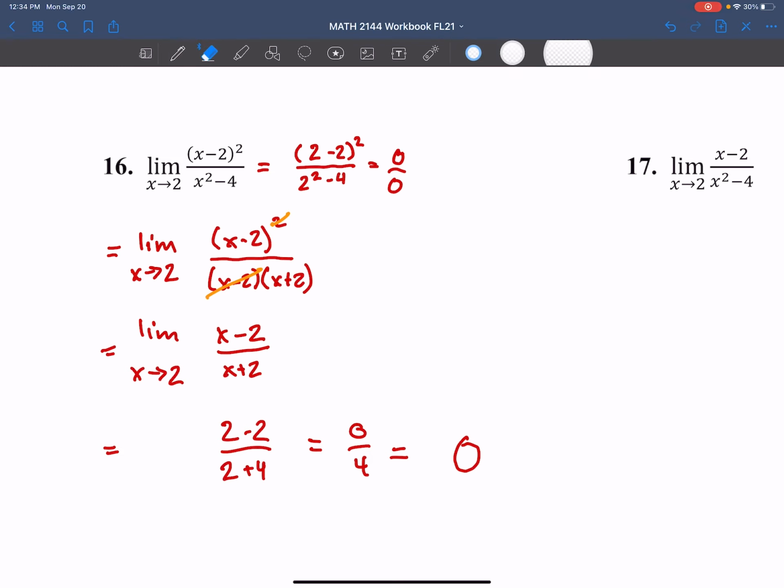So keep in mind, don't just automatically start thinking, oh, I've got to test points. Keep in mind the context. First test plugging it in, and then if you get 0 over 0, factor and cancel and see what happens.